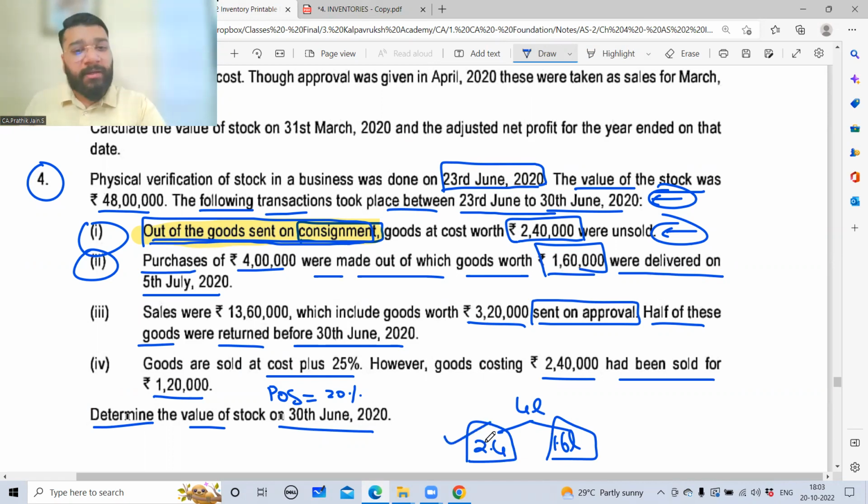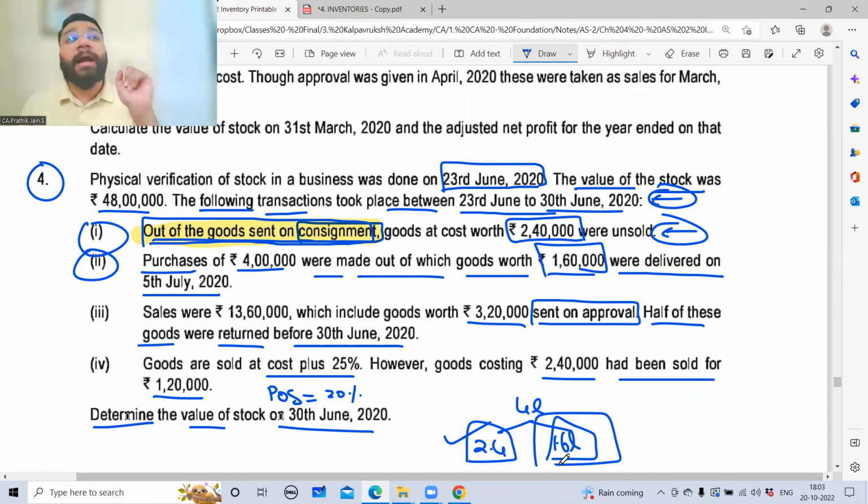So had I done the physical verification of the stock on 30th June, this 2.4 I will add. So what people say is, sir, this 48 lakh is the stock on 23rd June, and from 23rd June to 30th June, 2.4 lakh worth of goods have come in. So add that as your purchase, add that as your stock. So people will add 2.4 lakh. And they would leave apart this 1.6 lakh, saying that, sir, had you done the physical verification on 30th of June, this inventory would not have included this 1.6 lakh. Therefore, we are not supposed to add.